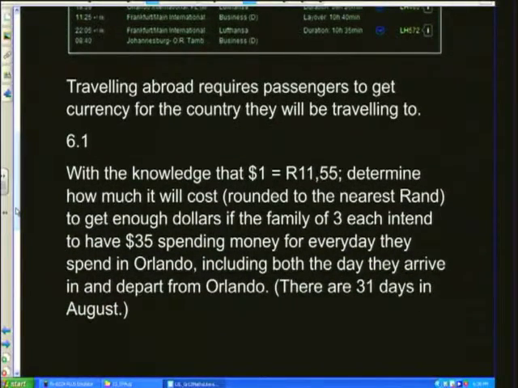Traveling abroad requires passengers to get currency for the country that they'll be traveling to. With the knowledge that $1 is equal to 11 Rand 55, determine how much it'll cost, rounded to the nearest rand, to get enough dollars if the family of 3 each intend to have $35 spending money for every day they'll spend in Orlando, including both the day they arrive in and depart from Orlando. There are 31 days in August.